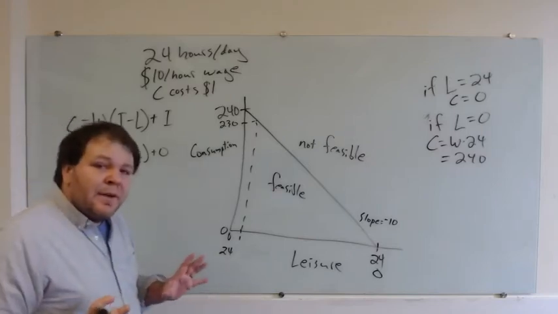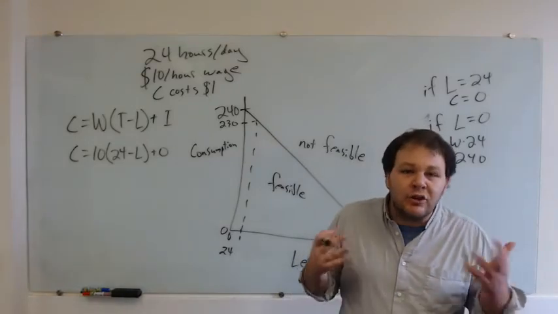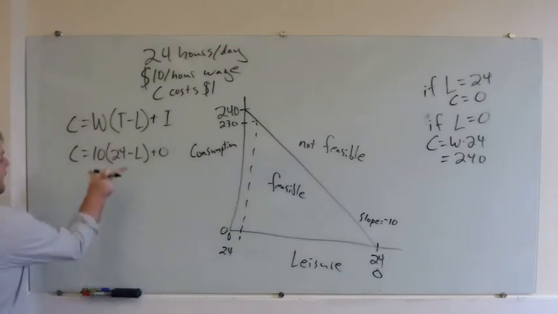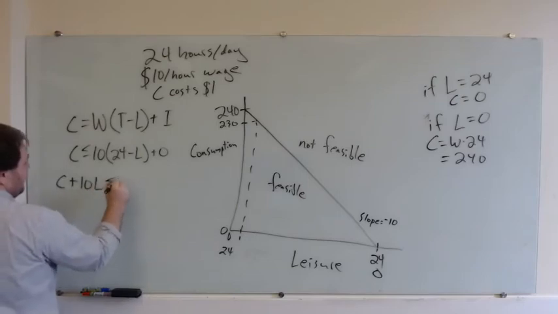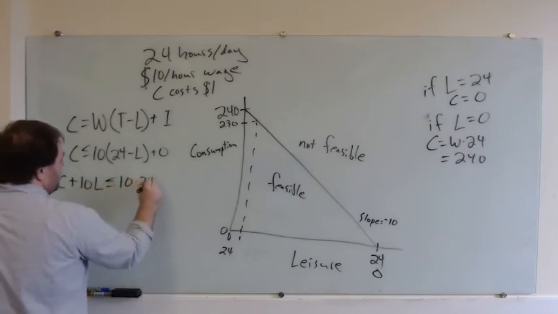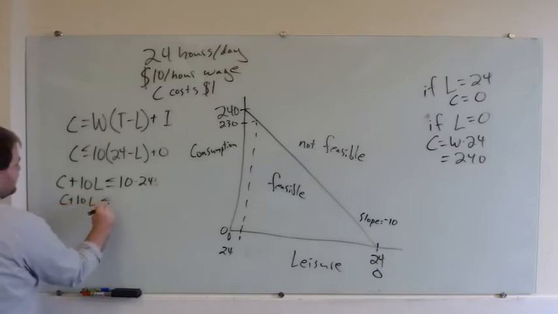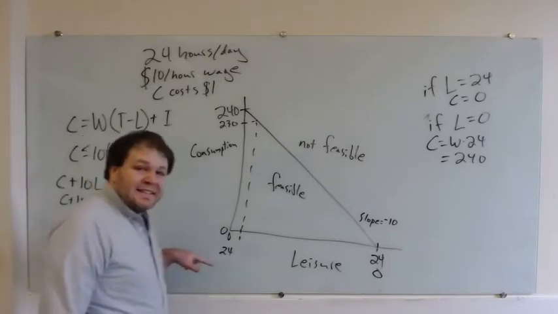So this is a budget constraint, but I'm not happy with it yet because it doesn't look like what we're used to. It doesn't look like the budget constraints that we've talked about before. So I'm going to make one little tweak. I'm going to add 10 times L to both sides. So I'll say C plus 10L has to be less than or equal to 10 times 24. C plus 10L less than or equal to 240. And now this makes sense.